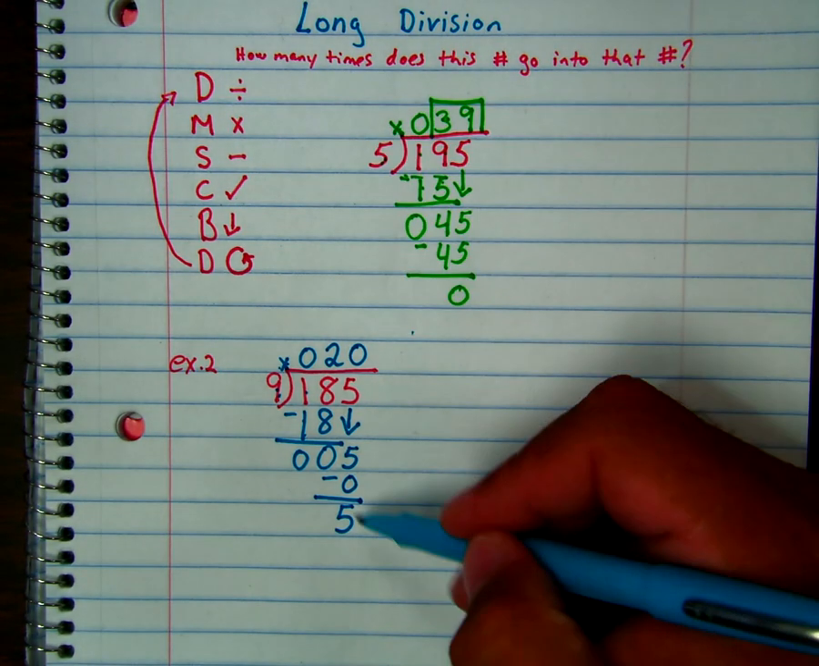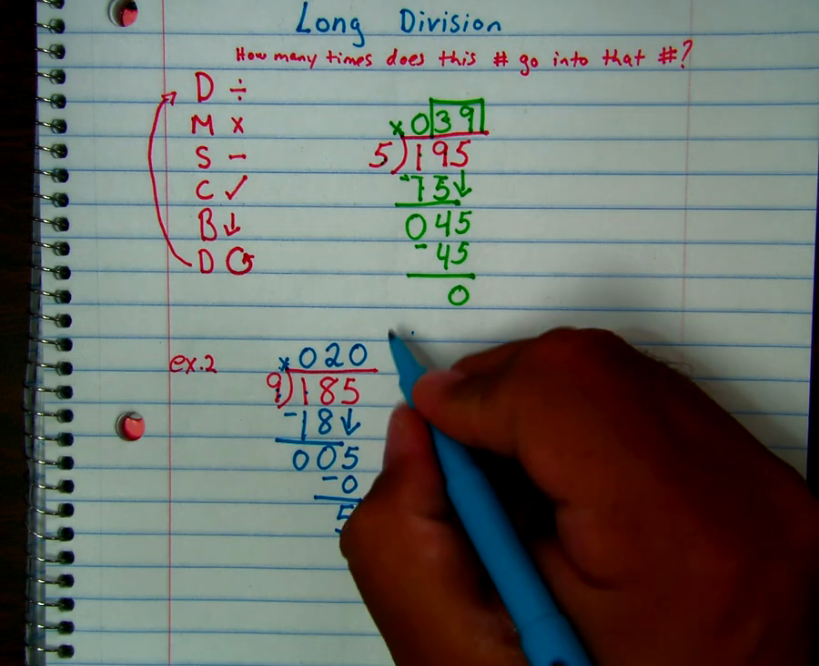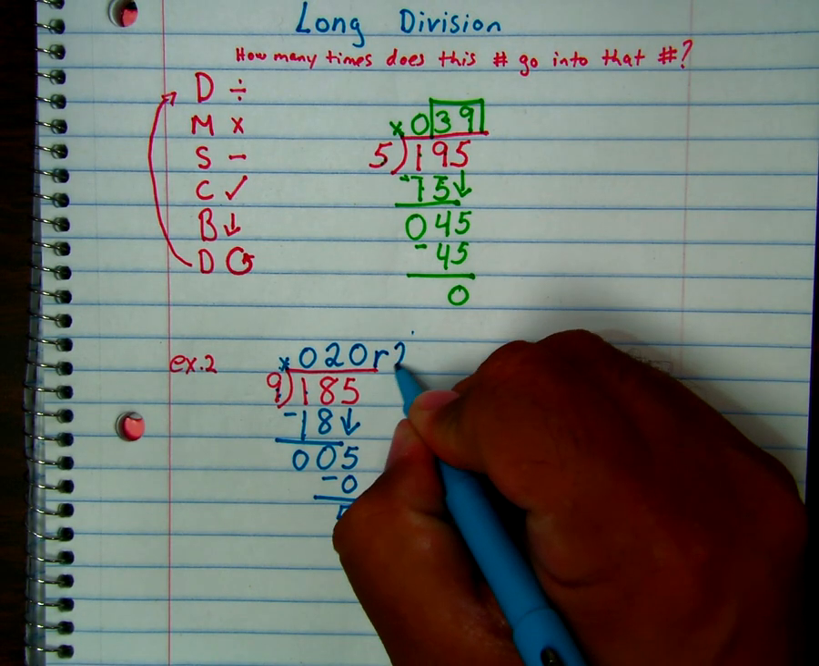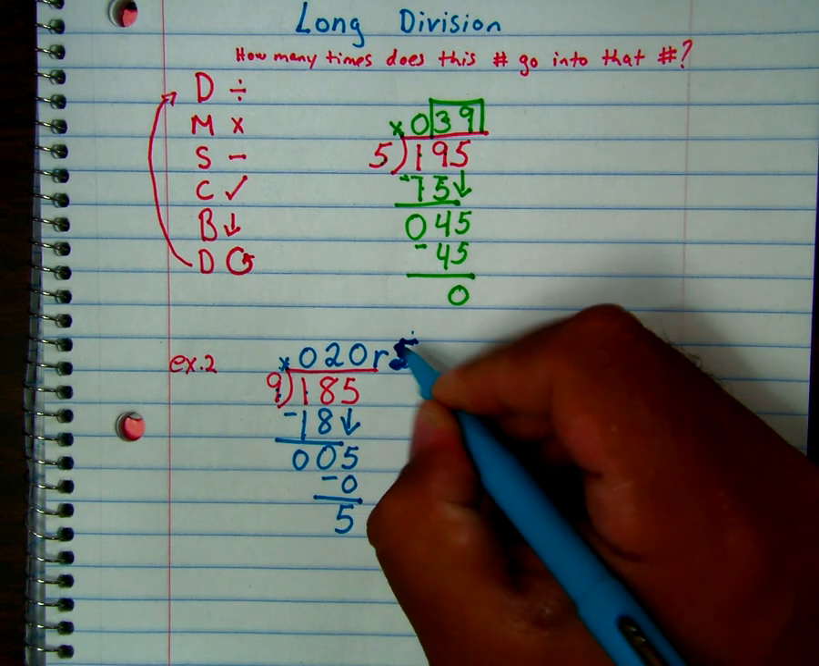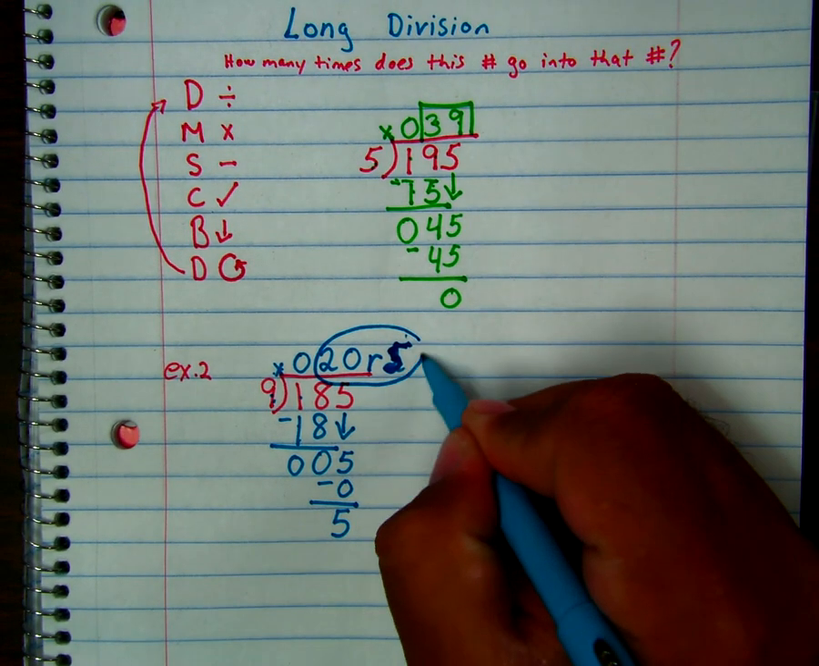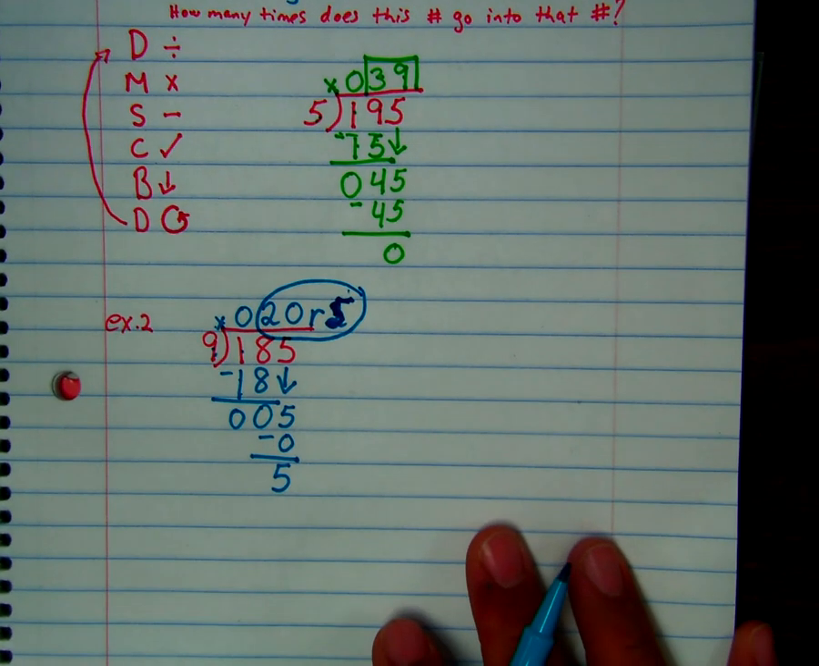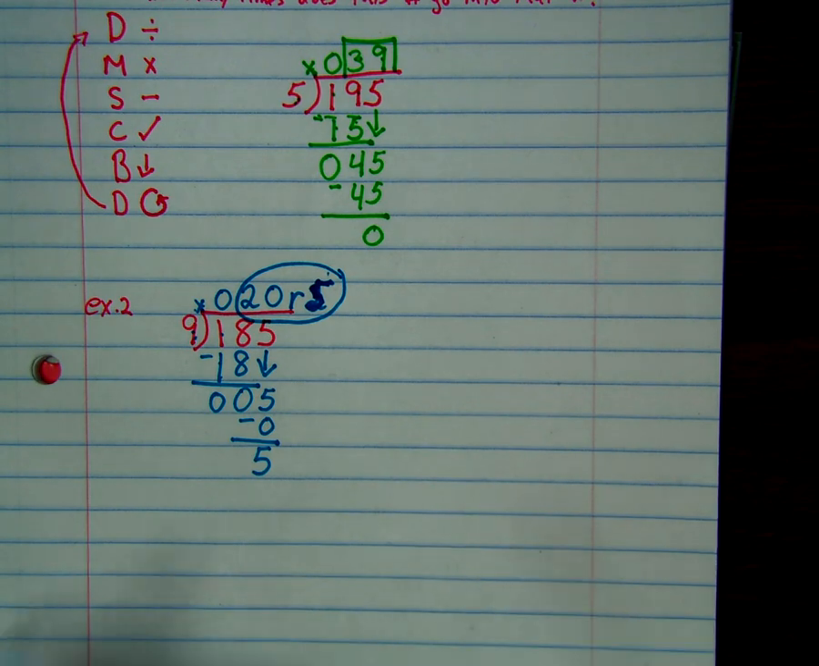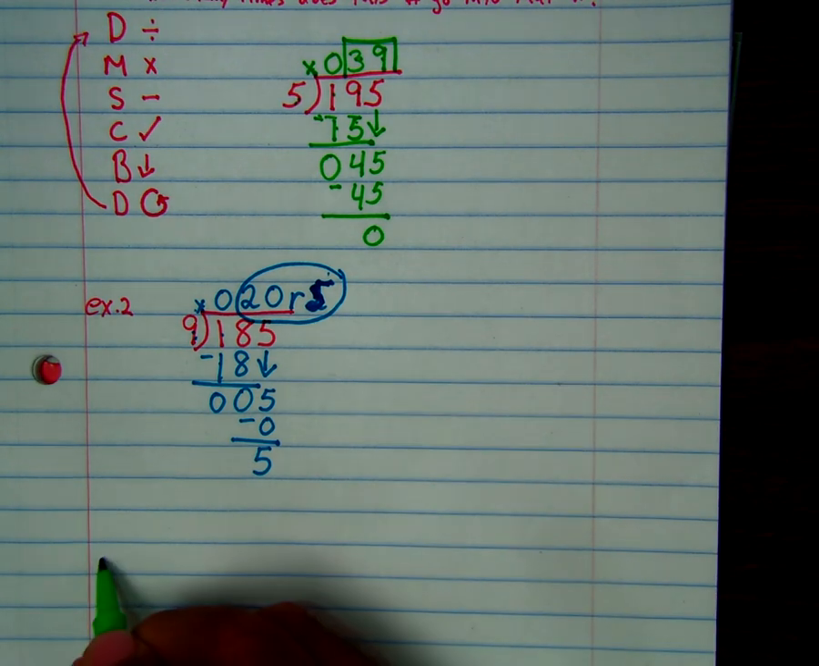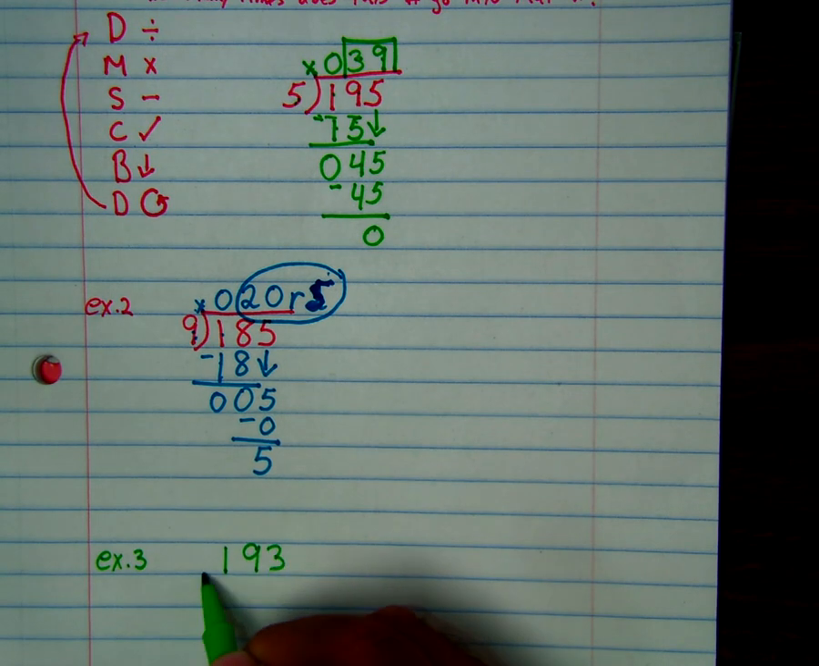We check. 5 is less than 9, yes. Is there another number to bring down? No. So this right here is my remainder. I'm sorry, that should be a 5. So my answer is 20, remainder 5. Alright, let's do one more. We'll go with 193. Be example 3. 193 divided by 3.